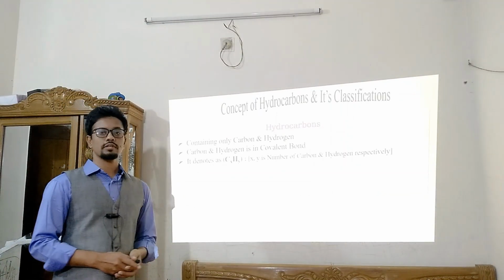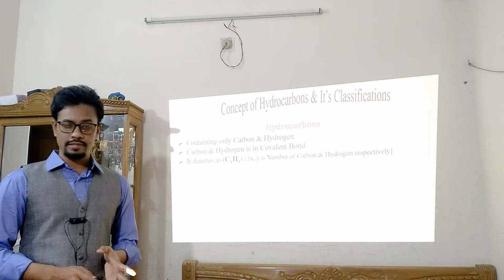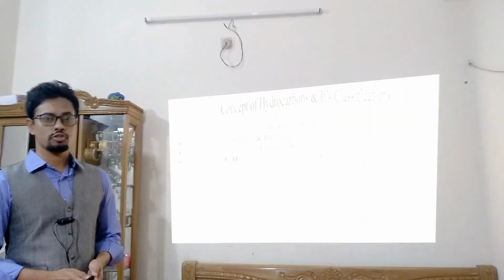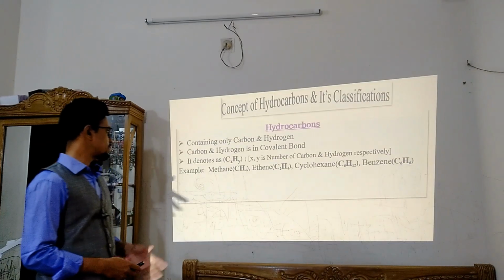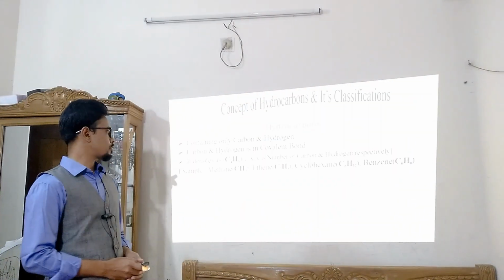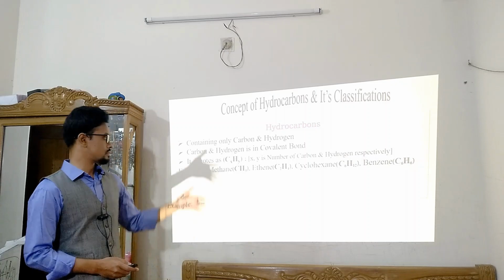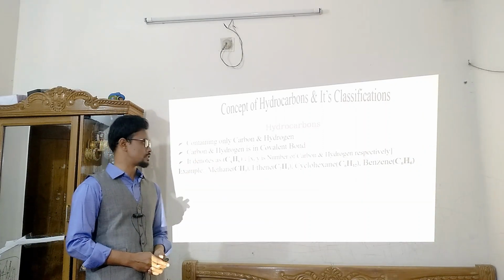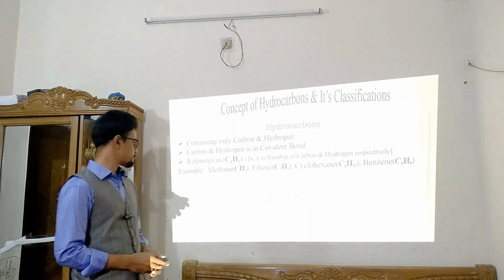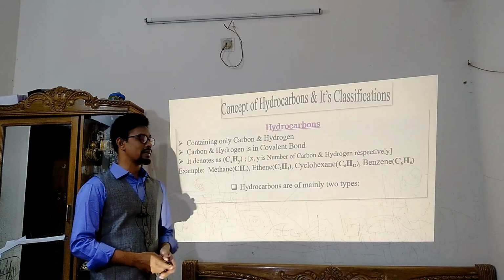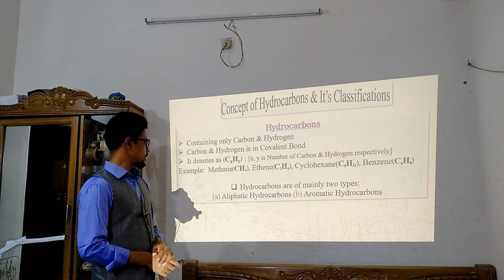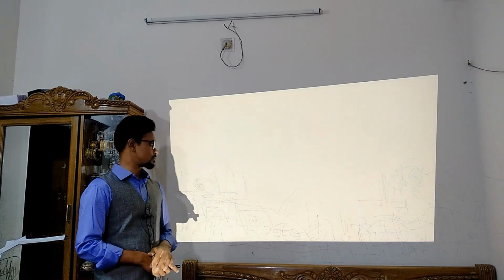We can denote a hydrocarbon as CxHy, where x and y are the numbers of carbon and hydrogen respectively. Examples of hydrocarbons: methane, whose formula we know is CH4; ethene, C2H4; cyclohexane, C6H12; and benzene, C6H6. Hydrocarbons are mainly of two types, as we already saw: aliphatic hydrocarbons and aromatic hydrocarbons.